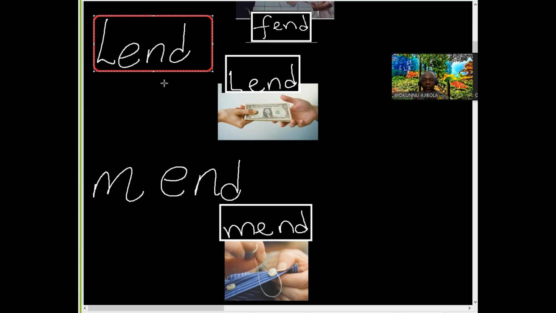Now, what's the next one? Look at this. No, look at this. You're not looking at it. That's why you're saying another thing. Look here. Land. Land. Land. Land. Not la. Land. Look at it. You're not looking at it. Land.